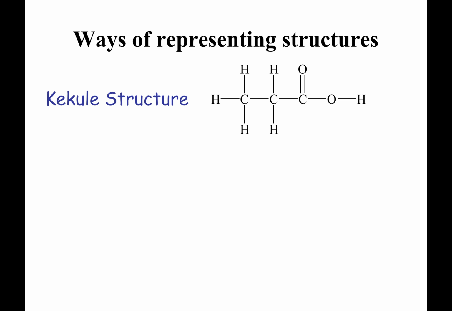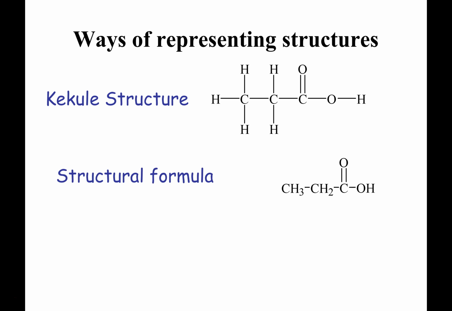This would be the Kekulé structure. This would be the structural formula. So hopefully you can kind of see where things are. CH3, the CH2, here's the carbon, double bond oxygen, single bond OH. So I told you CH3 is a methyl group. This right here I'm going to tell you is a hydroxyl group. The cool thing with hydroxyl groups is, guess what? You can have hydrogen bonding. Isn't that awesome? Hydroxyl groups equal hydrogen bonding.